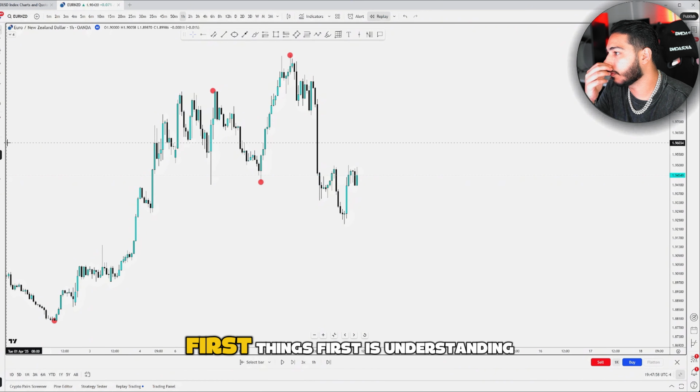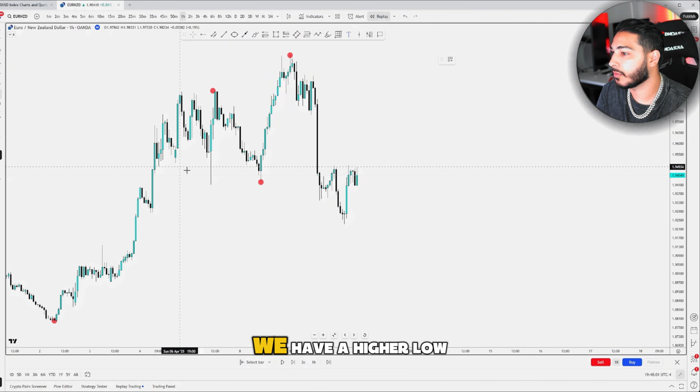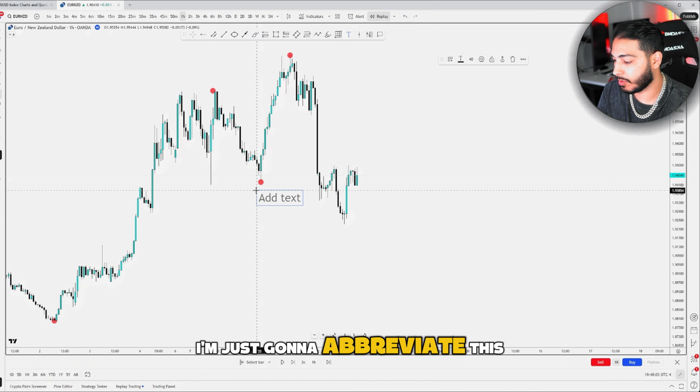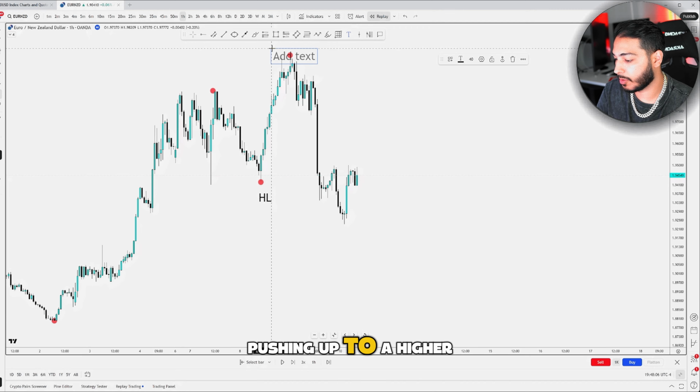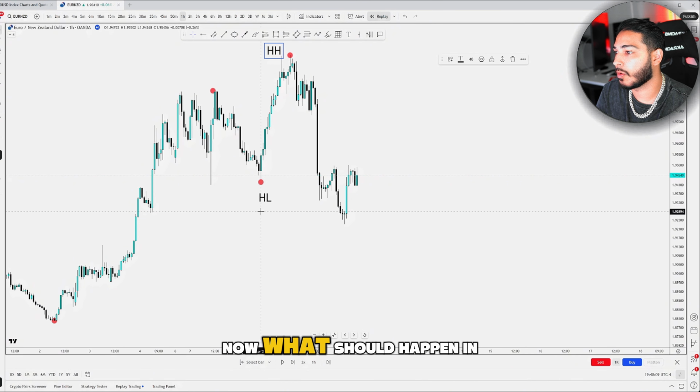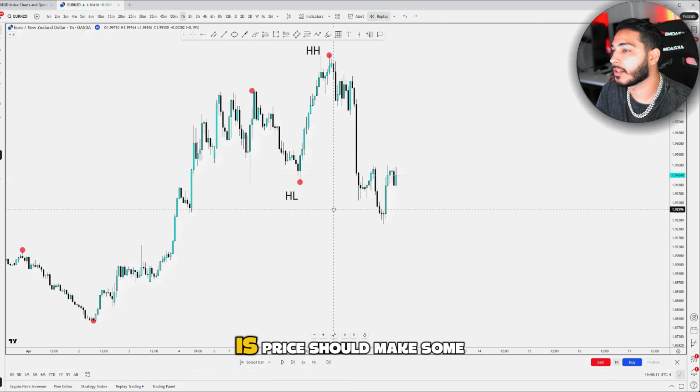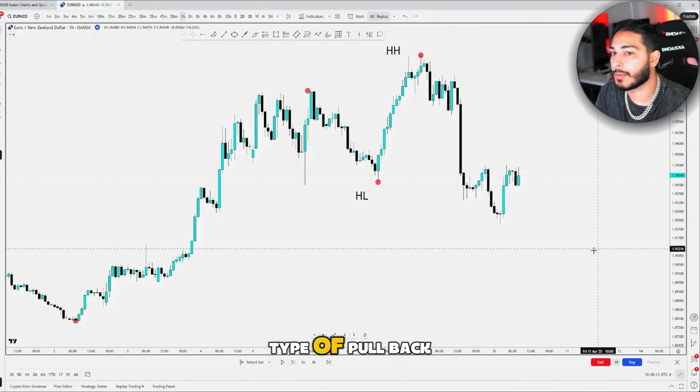So now, first things first is understanding market structure. We have a higher low here. I'm just going to abbreviate this as higher low, pushing up to a higher high. Now, what should happen in theory is price should make some type of pullback.